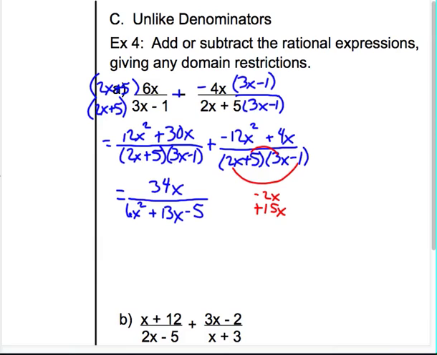For the domain restrictions, again, I'm looking at these in factored form. And looking at my original denominators, I have that 3x minus 1 cannot equal 0. So when I add 1 and divide by 3, I get x cannot equal 1/3. And 2x plus 5 cannot equal 0. So subtracting 5 and dividing by 2, x cannot equal negative 5 halves. So those are my two domain restrictions.